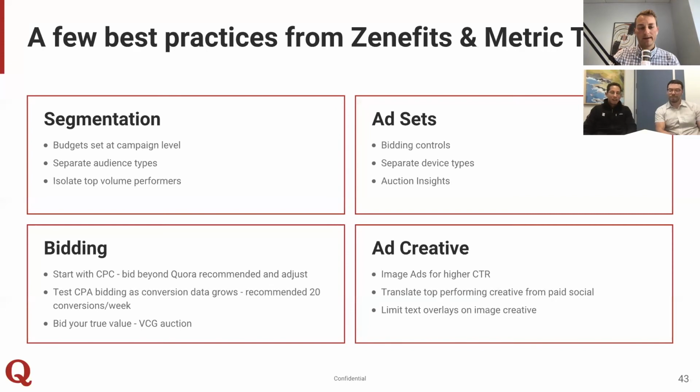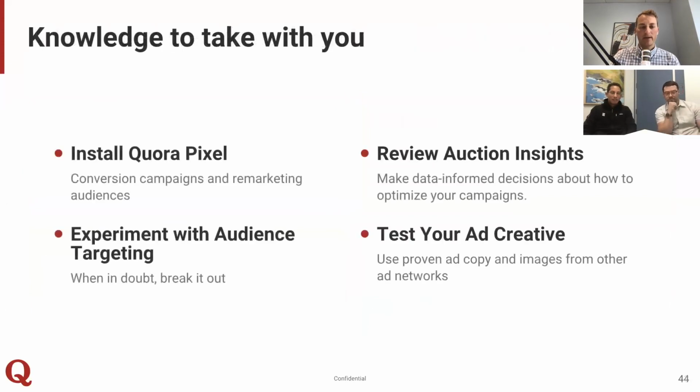All right. And then I'll wrap up quickly. Get the Quora Pixel installed. That's a great way because you'll be able to run conversion campaigns as they were able to do, getting those CPA. And then also that remarketing audience. You can't build those out without the Pixel. Experiment with your audience targeting. As we talked about, when in doubt, break it out. I really love the device breakouts. I love breaking out topics and interests, and don't be afraid to break those into different campaigns as well as you're really trying to look to scale. Review those auction insights. And then lastly, test your ad creative.